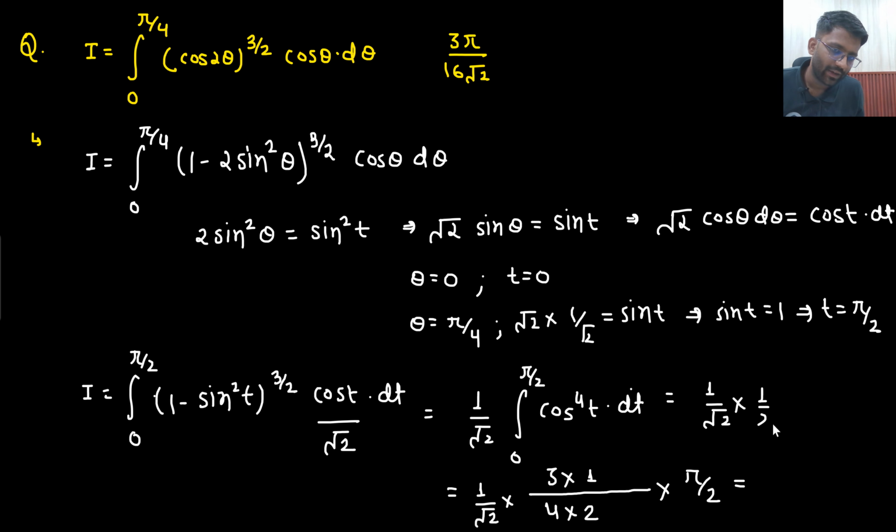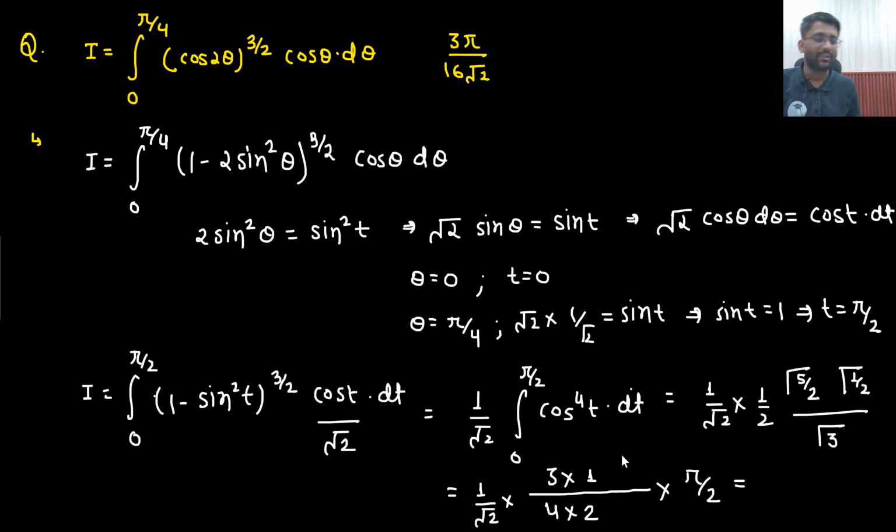then 1 by 2 you will not forget, m plus 1 by 2, 4 plus 1 by 2, that would be 5 by 2. Then n plus 1 by 2, sine to the power 0, that means here 1 by 2 would come, divided by addition of both of them, that would be 3, right? So you can solve this one, you will get the same answer.